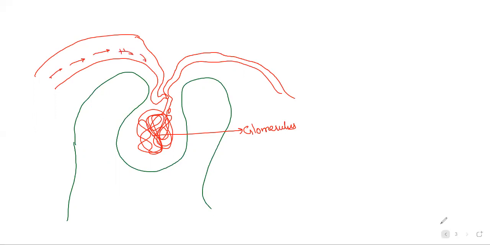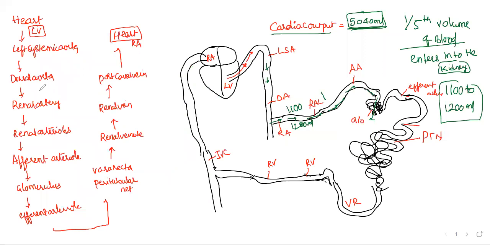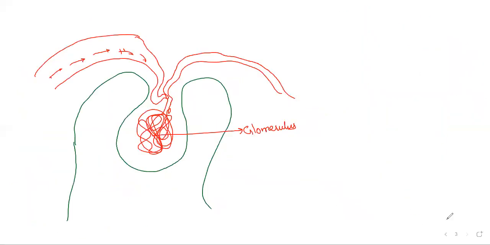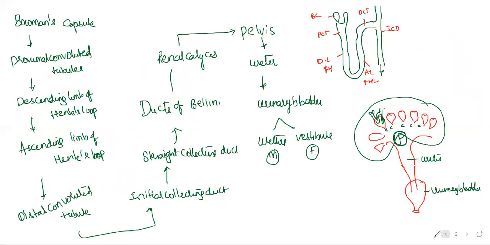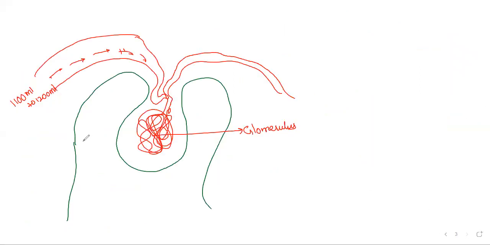For that only we have to see the first sequence. Glomerulus, from where are you coming? I am coming from the heart, left ventricle. What are you bringing? I am bringing blood. How much? 1100 ml to 1200 ml. That means I am giving priority to you. Out of the total cardiac output, how much blood is brought towards the kidney? 1100 to 1200 ml. Okay, the blood is moving.